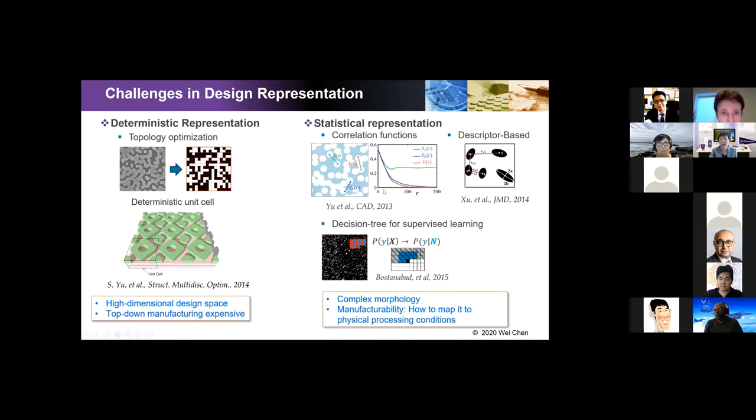On the other hand, the statistical representation uses methods such as correlation functions, descriptor-based or supervised learning methods. They can deal with much more complex morphology that's close to the real material system, and using manufacturing processes that are much easier to produce in large quantity, what we call mass production. For example, methods such as mixing, right? Like mixing different materials together. That's a process that can mostly be represented statistically.